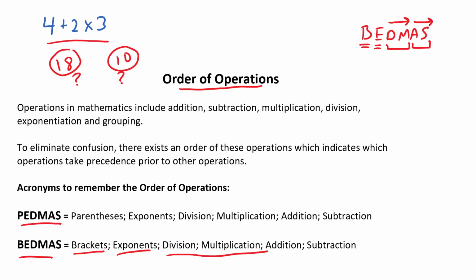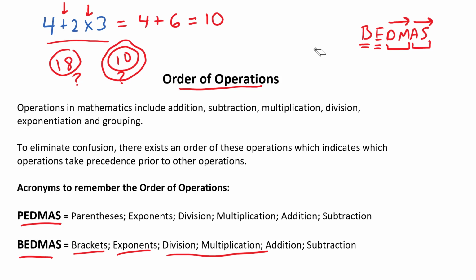With that in mind, let's solve this problem. Here we have addition, we have multiplication. What do we do first? We do multiplication first. 2 times 3 is 6, and 4 plus 6 in this case is 10. So you can see this, in fact, is the correct answer.